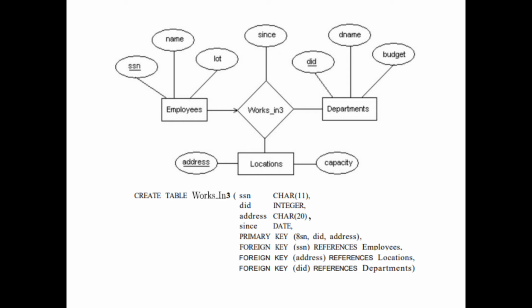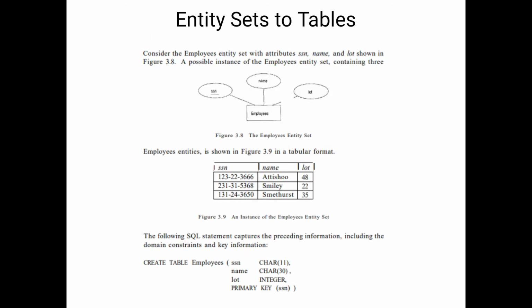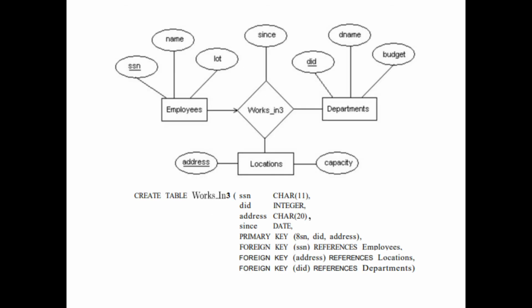Okay, so please observe here. Now we will simply create the employees table with the fields SSN, name, lot. We already created it in the previous slide. With the help of this information, we will create the employees table, the department table, and the location table also. For the employees table, SSN, name, lot are the attributes. For the departments table, DID, department name, budget are the attributes. In the locations table, we will consider the attribute names as address and capacity.